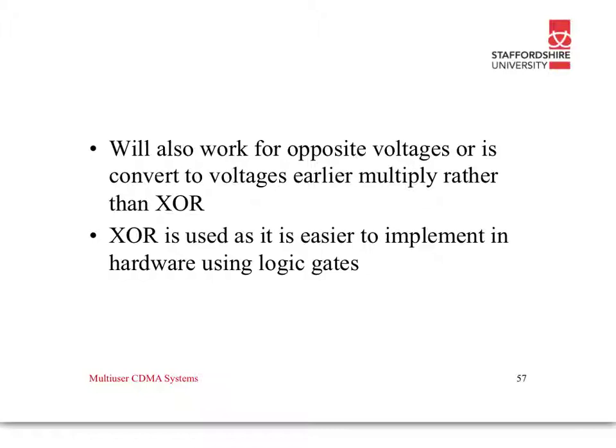Okay, as I've already mentioned, it will also work for opposite voltages as long as the transmitter and the receiver have the same voltages. And also if we didn't convert to voltages and just used ones and zeros, we could use the exclusive OR to do the spreading operation. XOR is easier to implement in hardware using logic gates. However, when we're transmitting BPSK or QPSK, then we need voltage levels.